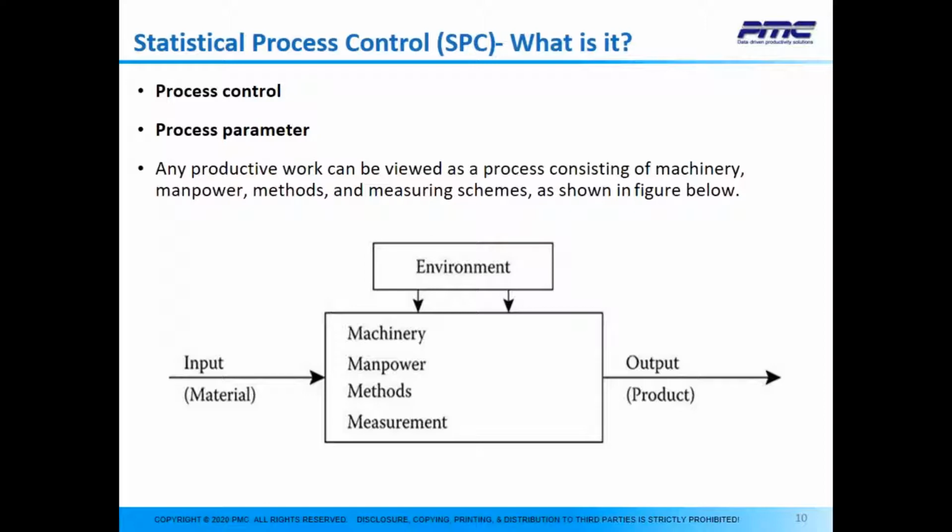Any productive work can be viewed as a process consisting of machinery, manpower, methods, measurement. As you can see in the picture here, you have all the inputs, in this case material, within a given environment, right? It's certain temperature, humidity, and all that. But going through the machinery, and you need the machinery, manpower, methods, and measurement, and then there will be some kind of an output, which is the product.